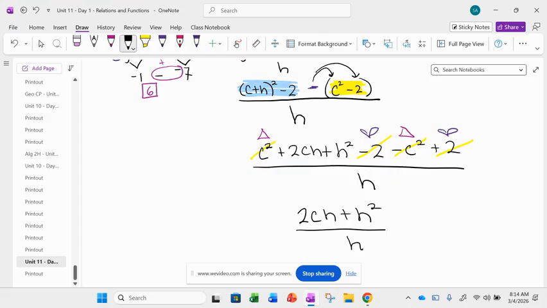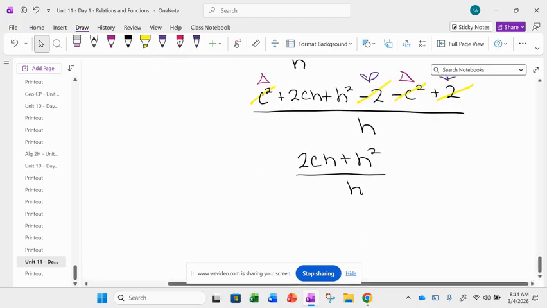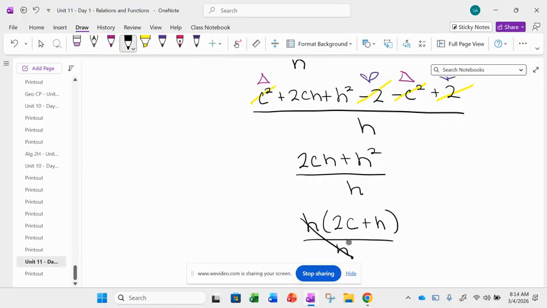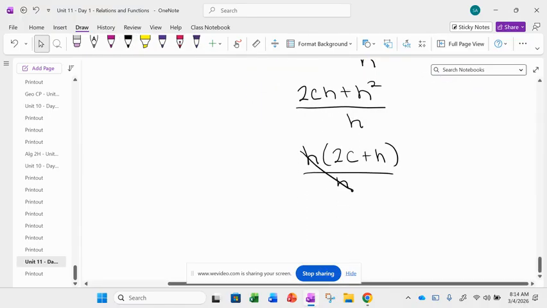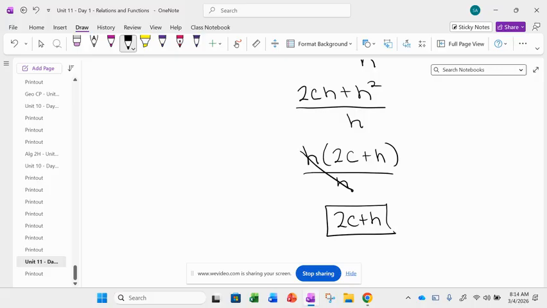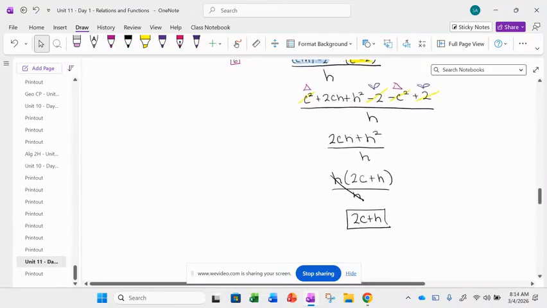Is that my final answer? Good. Why is this not my final answer? Violet. You can pull out a GCF of h. So we have 2c plus h over h. Those h's cancel. So we end up with 2c plus h. All right, you guys try this next one on your own.